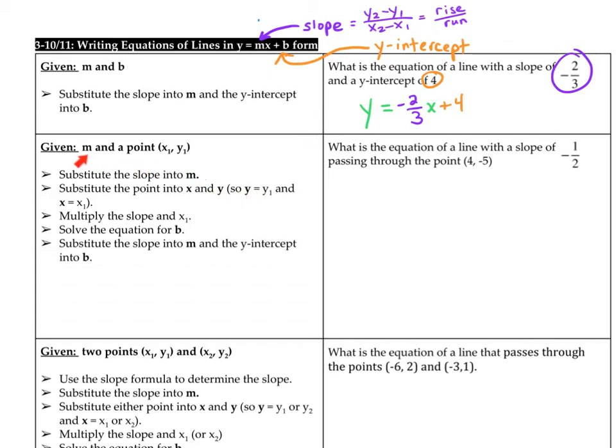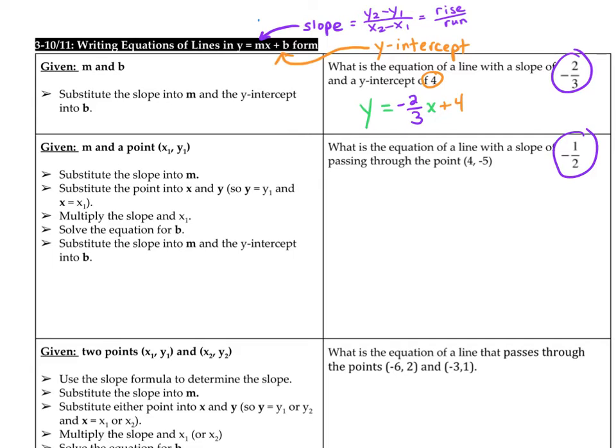In other questions, they may give you the slope and they may give you a point, and that point is not the y-intercept. So in this example, what is the equation of a line with a slope of -1/2 passing through the point 4, -5? So remember, to find the equation of a line, you need to know the slope and the y-intercept. We know the slope is -1/2. What we don't know is the y-intercept.